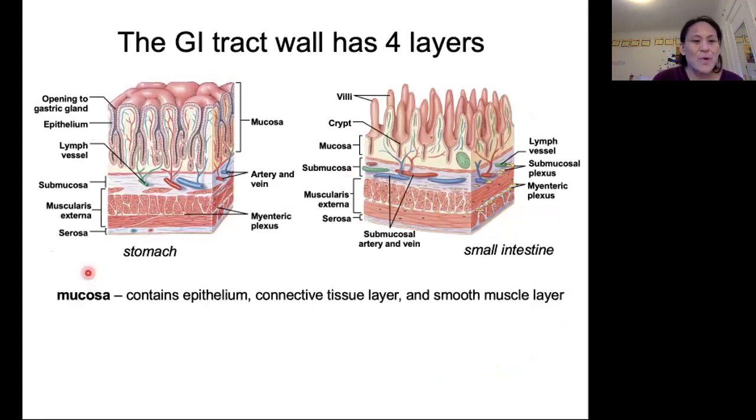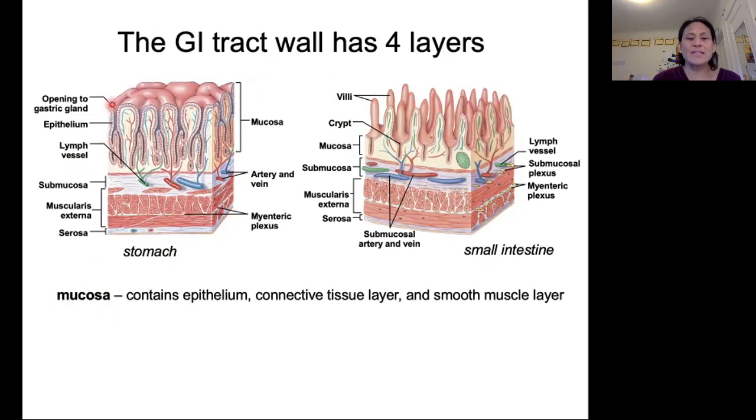Okay, so going into greater detail about the 4 layers. First up, we have the mucosa. Again, this is going to be up here. This is going to be the lumen of the GI tract. What we're looking at is cross sections of the GI tract wall in 2 different parts of the digestive tract, the stomach and the small intestine. And like I pointed out in the earlier slide, you can see that the characteristics look a little bit different between the different parts of the digestive tract.